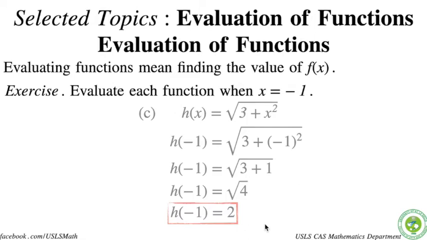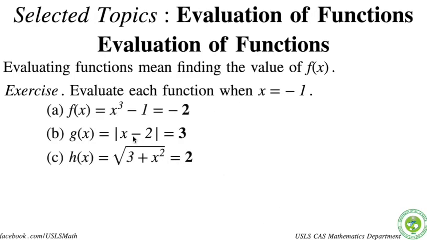So to wrap it up, we have our answers. For A, f of x equals x cubed minus 1 is equal to minus 2 if we substitute negative 1. G of x is equal to the absolute value of x minus 2. If we plug in negative 1, it's going to become positive 3. And h of x equals the square root of quantity 3 plus x squared is equal to 2 if we plug in negative 1. So that's it for our video on evaluation of functions.